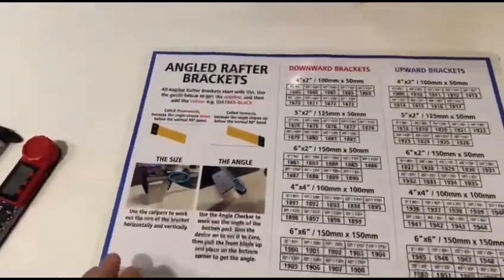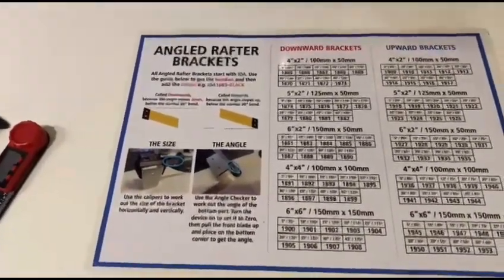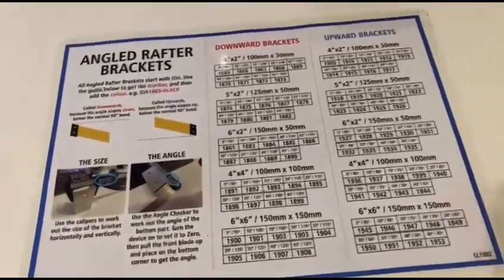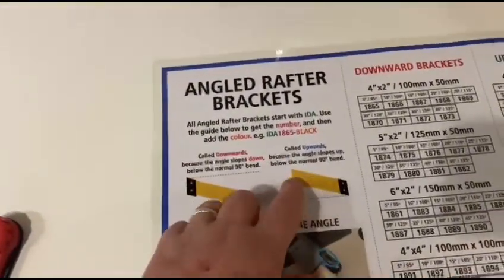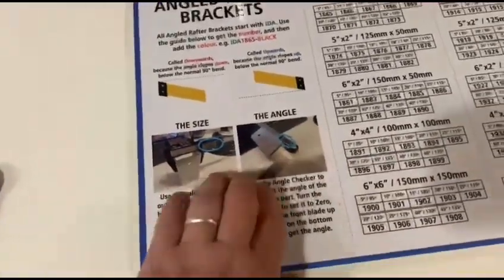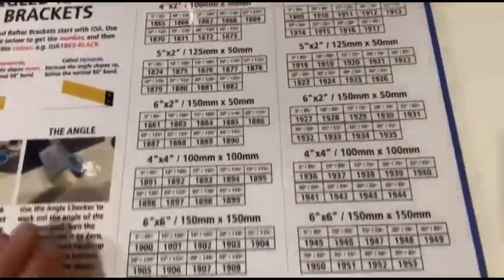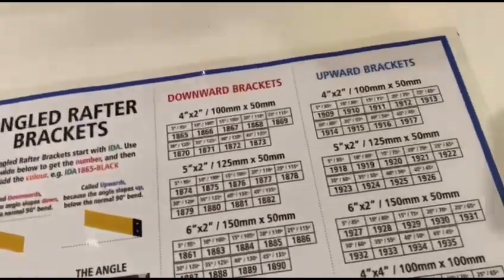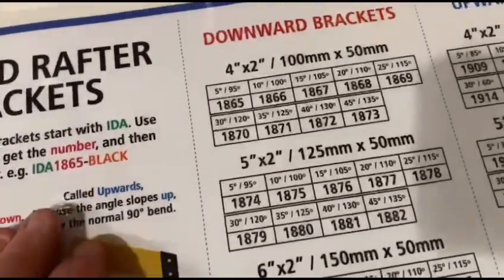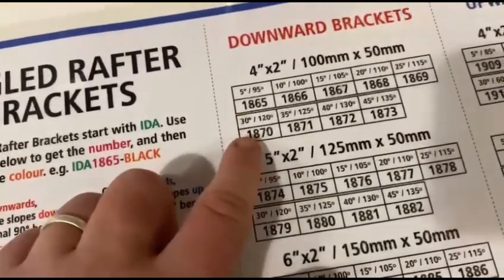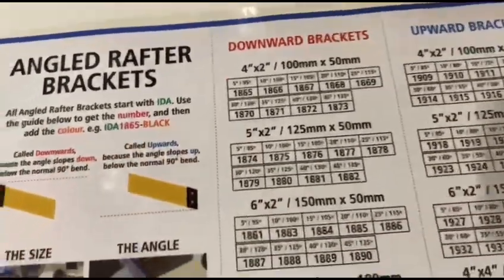So to avoid the need to bring down any rafter brackets from upstairs or from any boxes in the bracket area, I've made this guide here, so it tells you how to identify downwards or upwards ones, how you get the size and how you get the angle, and then you can just use this as a checklist to work out which ID number it is. So if you find one that's 4x2, it's a downward one and it's say a 120 degree slope, that would be an IDA 1870. Obviously you just pick whether it's black or galv.